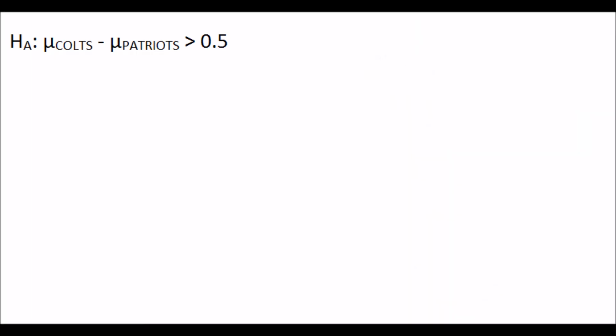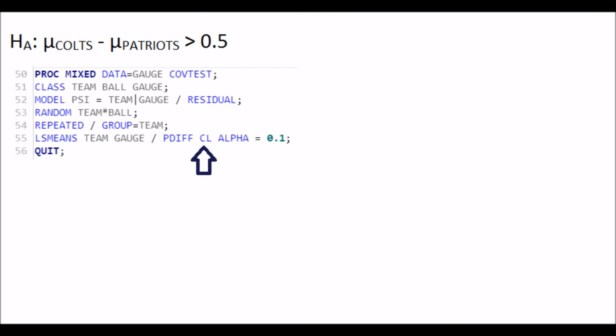If the balls for the Colts had half a PSI greater inflation at the beginning of the game, then the hypothesis I want to test is whether the difference in PSI between the footballs at halftime is significantly greater than 0.5 PSI. To do this, I will ask SAS to produce a 90% confidence interval for the difference between the two teams' means in the LS means statement.